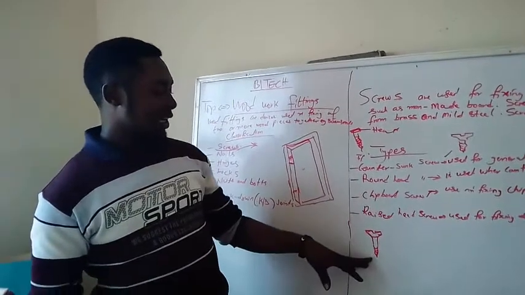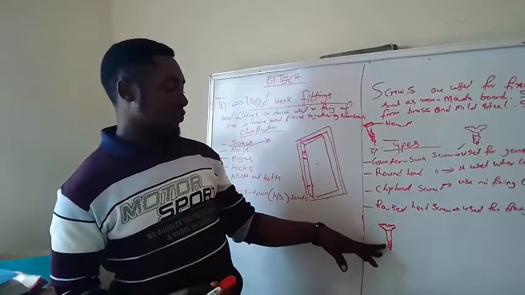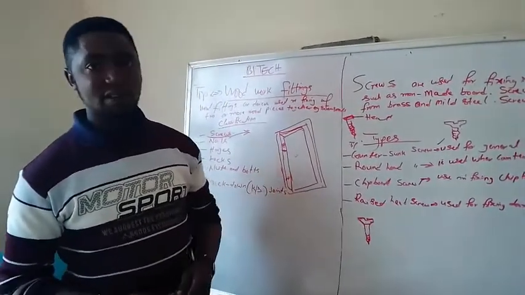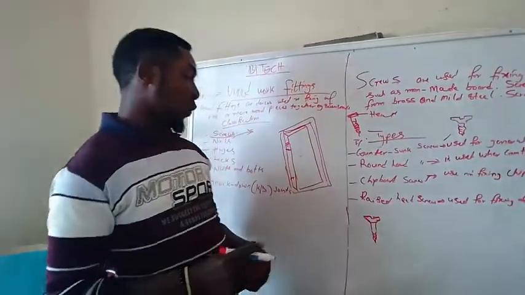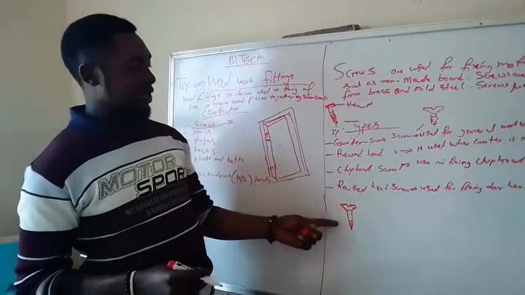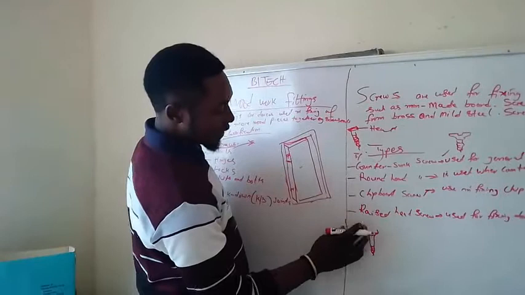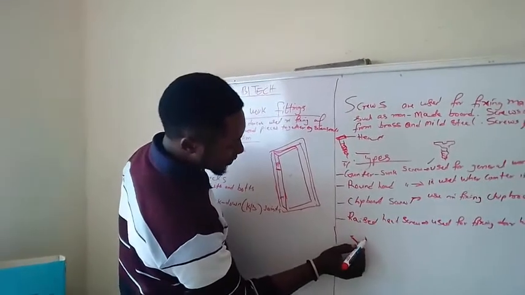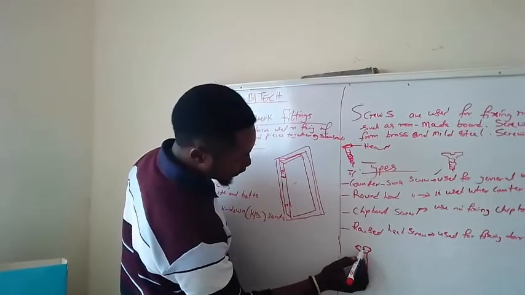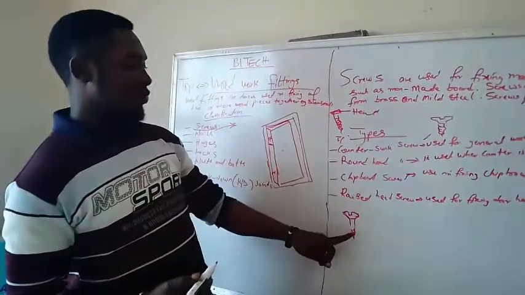It has a threading, and then the threading is not all around the body. The threading stops around the center of the body of the screw. That is the countersink screw. And then we have the round head screw. The difference between the countersink and the round head is from the head. The round head screw has a round head, and then there is a groove. This is the difference between the countersink and the round head screw.